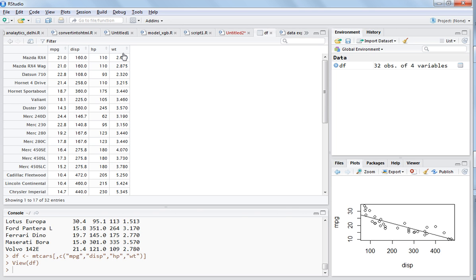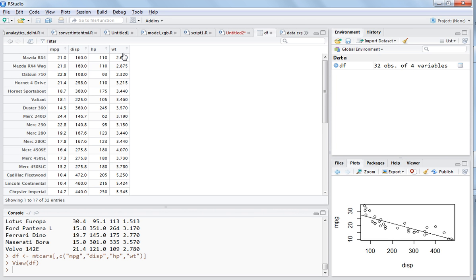So say we want to predict the miles per gallon, MPG, on the basis of displacement, HP, and weight. So MPG would be called the response variable, or the dependent variable, sorry.